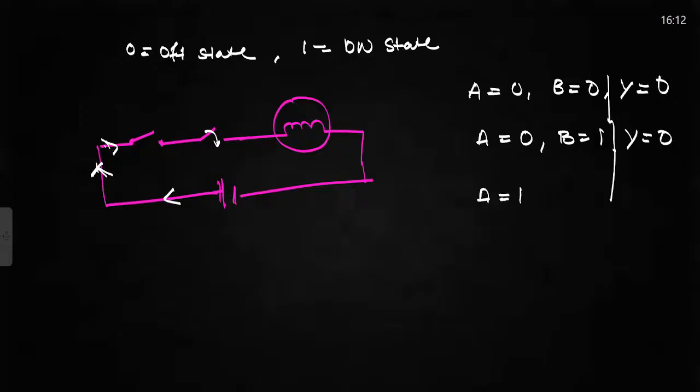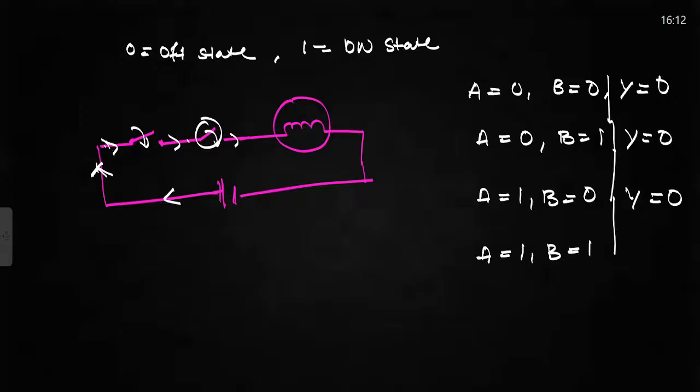If I am having A is equal to 1, B is equal to 0, this is open and this is closed, current will come from here to here, but it will not flow from here to here. So my output will be 0 again. If I am having A is equal to 1, B is equal to 1, then both my switches will close, then my bulb will glow. So this is the AND gate. If they are asking you to explain the AND gate with an example, you can simply draw this circuit and explain.